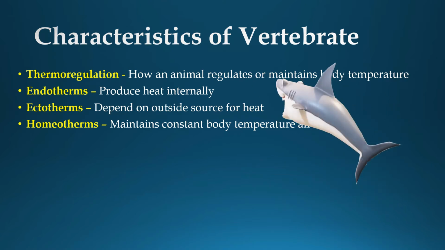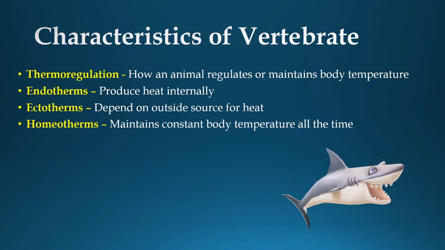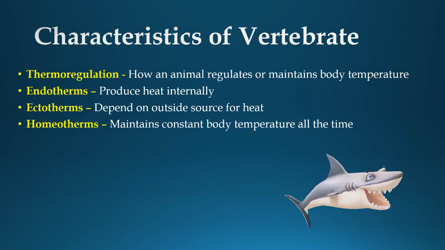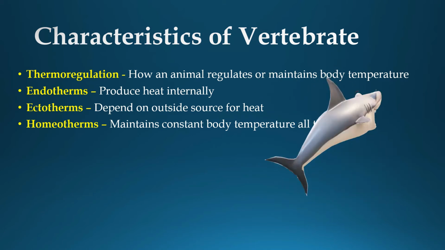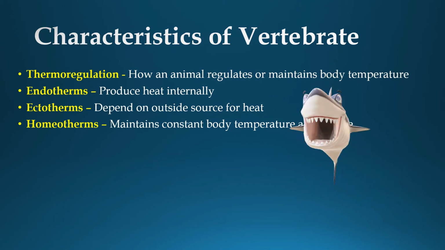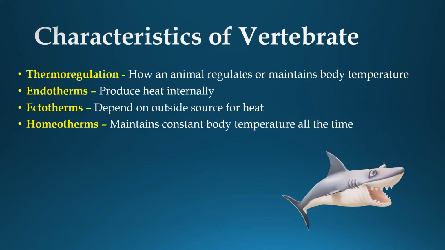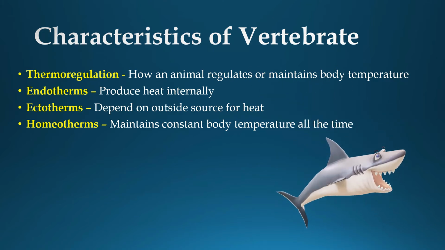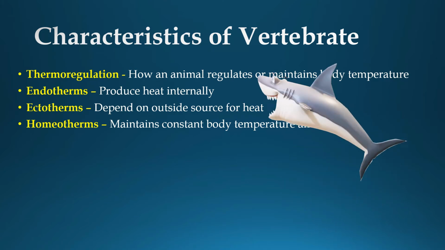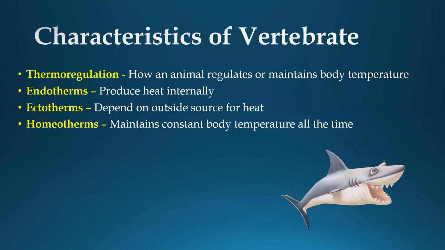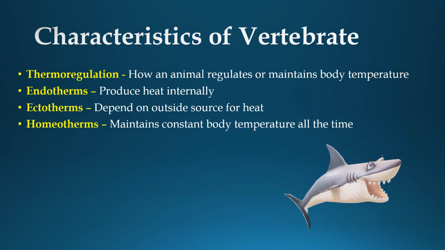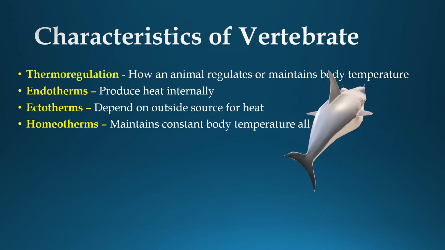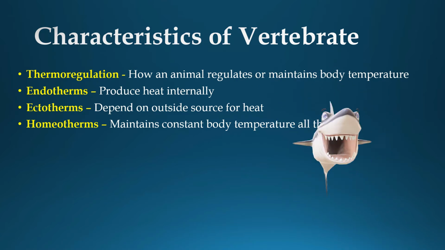Characteristics of vertebrates. Animals are classified by their characteristics. The main classification is done depending upon one of the main characteristics called thermoregulation. That is, it describes how an animal regulates or maintains body temperature. And this is the main characteristic of vertebrates, and how they are classified depends on their thermoregulation.